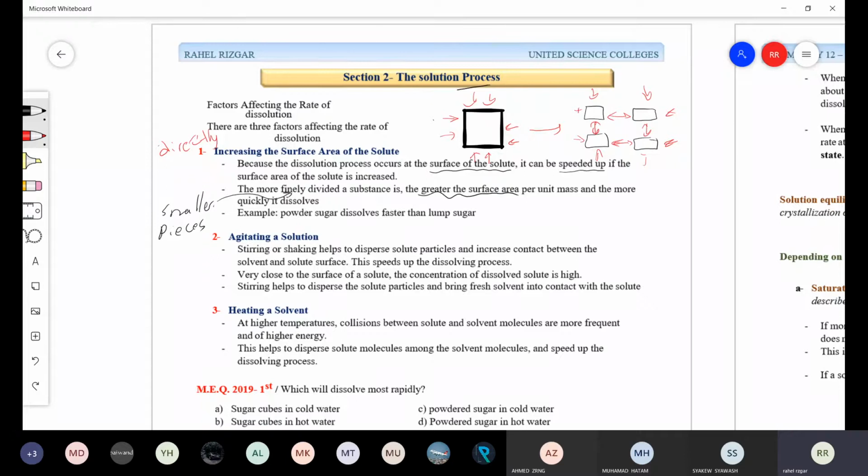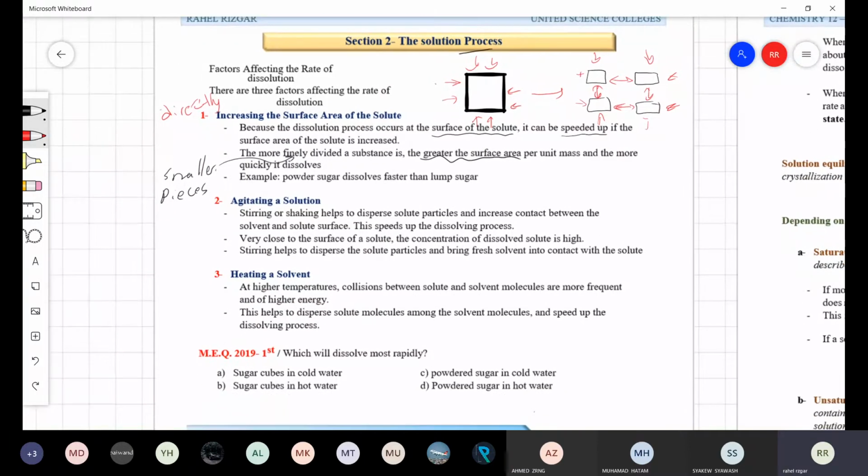That's the first factor. But be careful. Until now, we are only talking about rate, the dissolution rate. We are not talking about how much solid can be dissolved. Only the speed, how fast a solid can be dissolved. For example, as I said, powdered sugar dissolves faster than a lump of sugar. And increasing surface area is directly proportional to the rate of dissolution. So we are talking about rate of dissolution. Don't forget that.